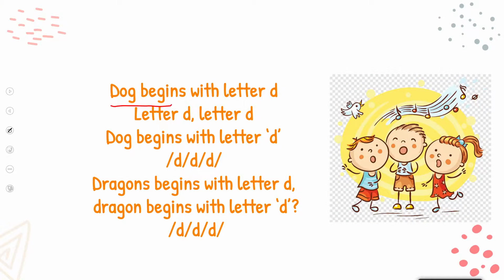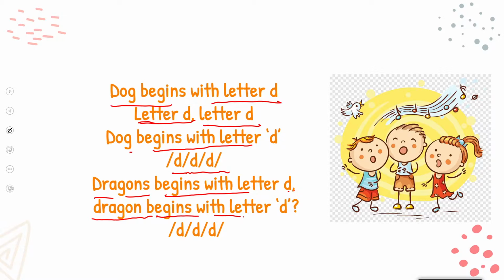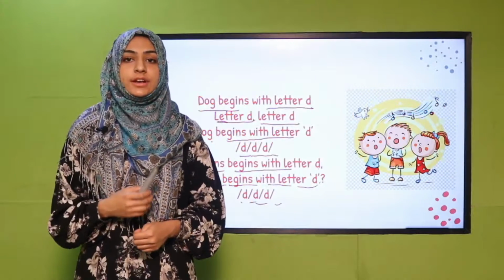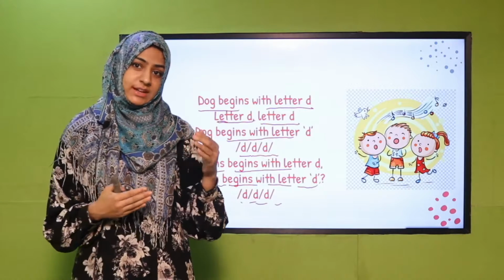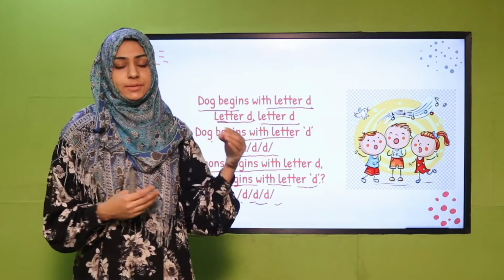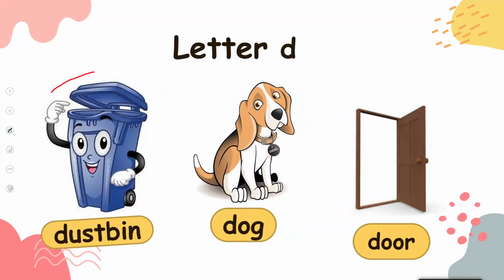And first of all, we are going to sing a poem together, and it's a D poem. Dog begins with letter D. Letter D, and dog begins with letter D. It's D, D, D. Dragon begins with letter D, and here is the sound D, D, D. So we have actually learned the sound of letter D: D for dog, and D for dragon.